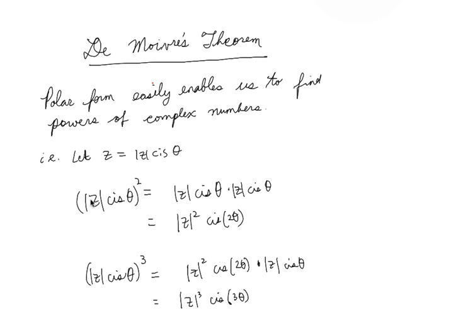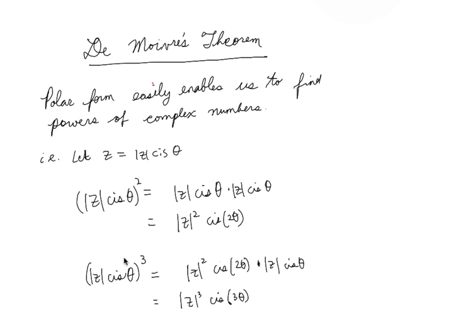Here's an example. If I take z, which is the magnitude of z, cis theta, and I square it, I end up with the magnitude of z cis theta times the magnitude of z cis theta. And the magnitudes come together, and the cis thetas come together, and we can add these two angles together, right, from the properties of cis. And we end up with the magnitude of z squared times cis of 2 theta.